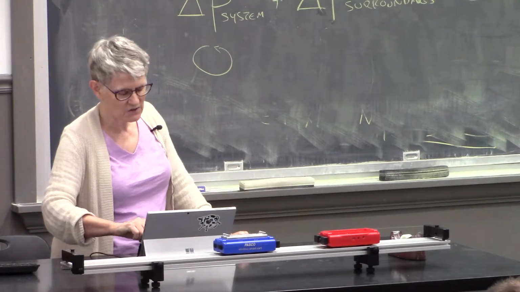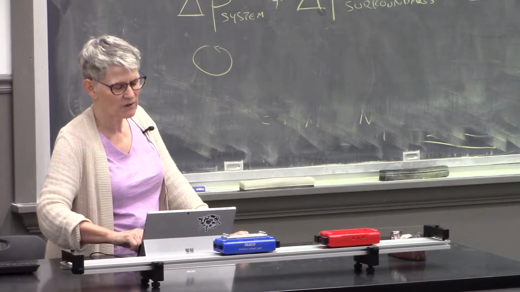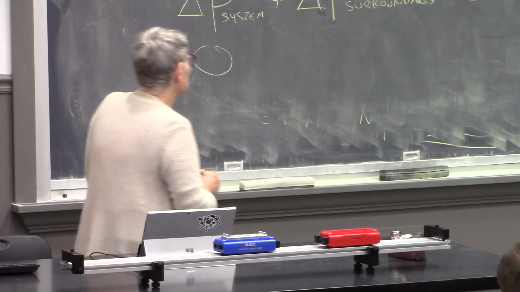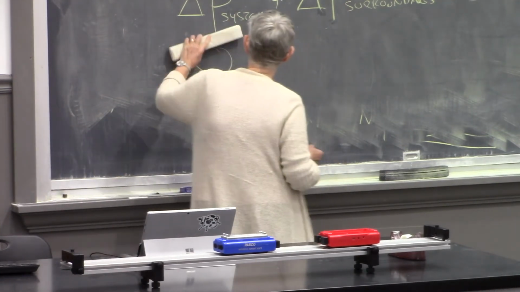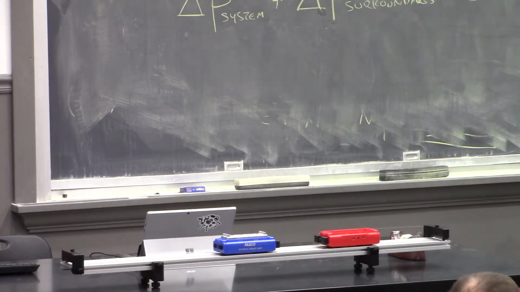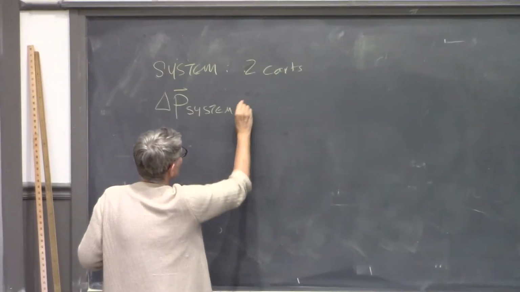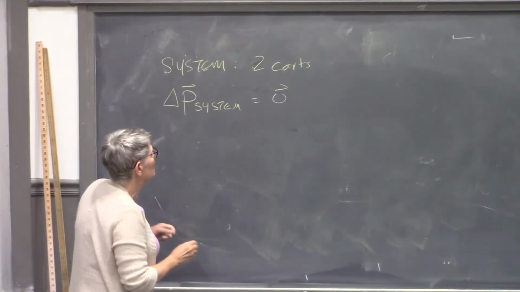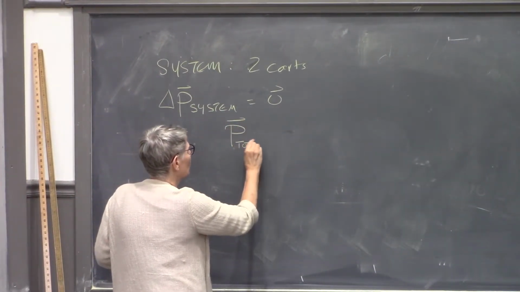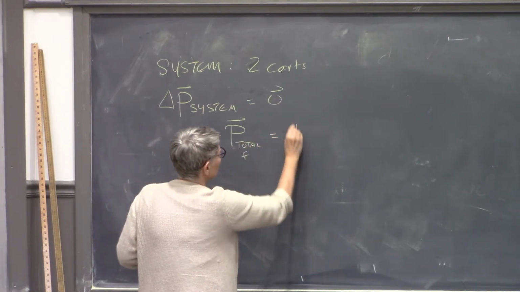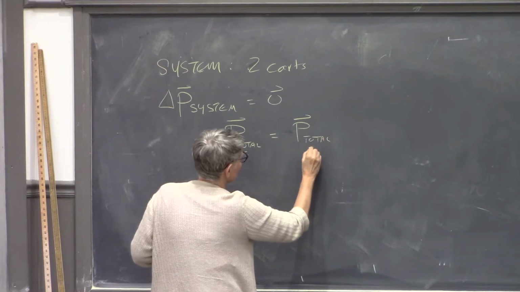So momentum of a system that's not interacting with other things, where momentum isn't flowing in from the surroundings, is conserved. Now, we could write equations for what we just saw. So if the system is two carts, then if we say the change in momentum of the system is zero, that's equivalent to saying P total, final, is P total, initial.